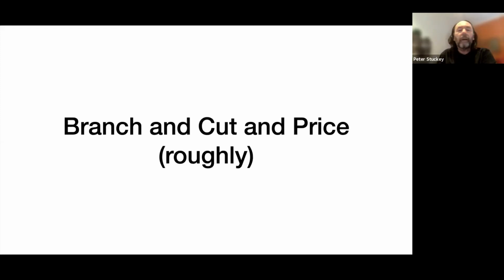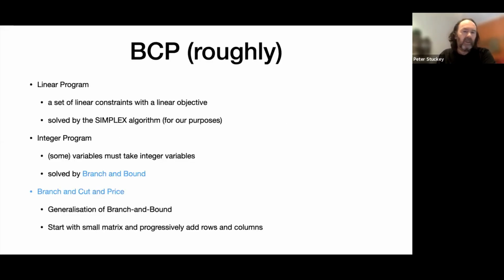Okay, so here's my short form version of branch and cut and price. We have a linear program, that is, linear constraints with a linear objective, and we're going to solve it by the simplex algorithm. Then we make that into an integer program by making some of the variables take integer values, and that's solved by branch and bound. Then branch and cut and price is a generalization of branch and bound, where we start with a very small matrix, with very few rows, that is constraints, and very few columns, that is variables, and add them in as we progress the problem.